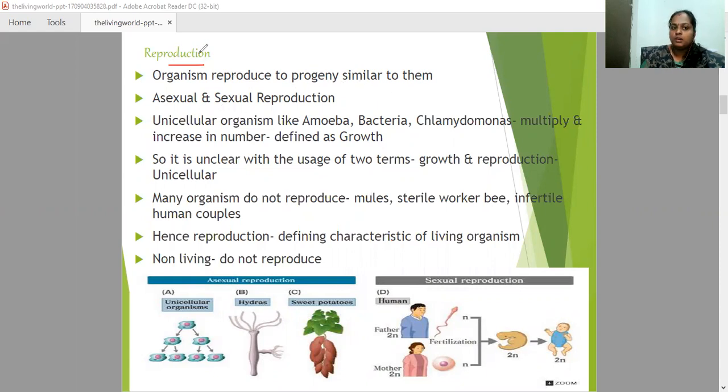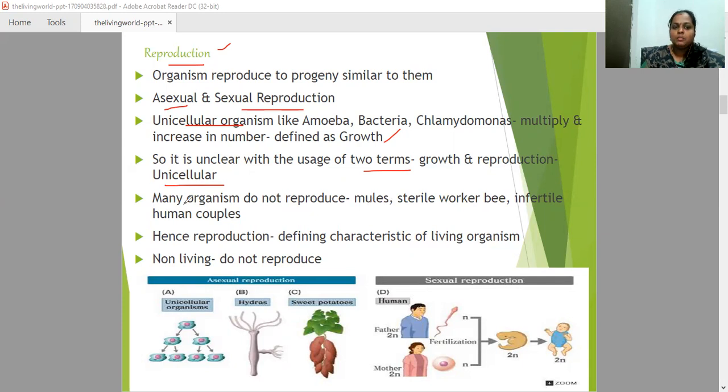Based on the method, reproduction is of two types: asexual reproduction and sexual reproduction. Unicellular organisms like amoeba, bacteria and chlamydomonas multiply and increase in number, which is defined as growth. All these unicellular organisms undergo reproduction to produce offspring similar to them. So the usage of the two terms, growth and reproduction, is unclear in unicellular organisms. In unicellular organisms both terms look similar, right? Growth and reproduction.